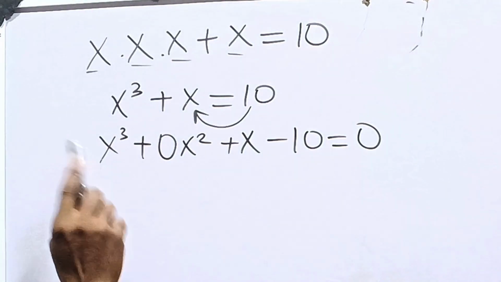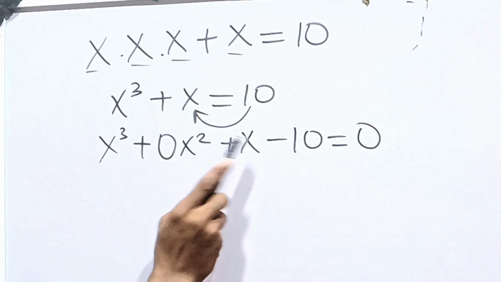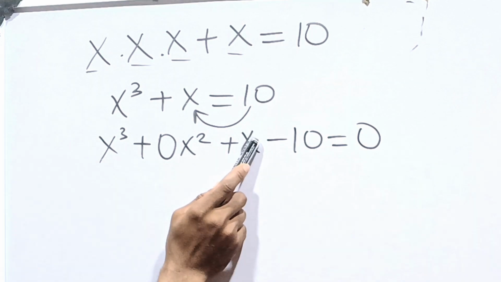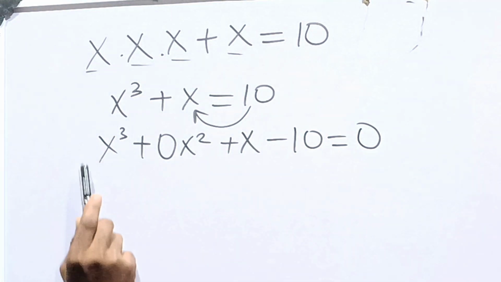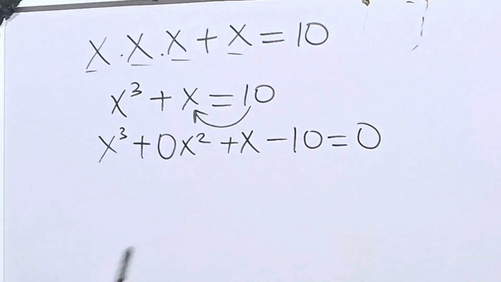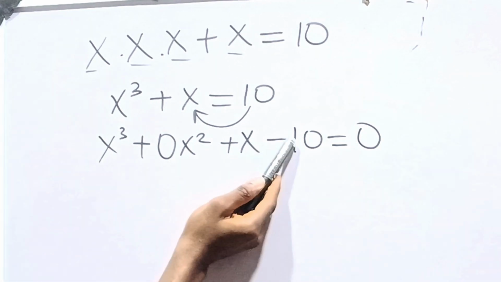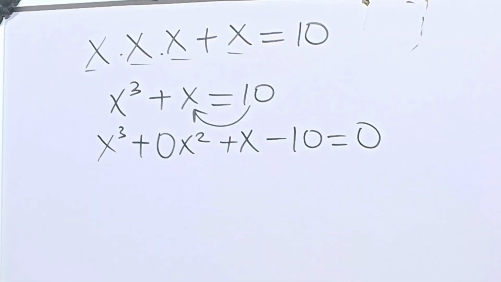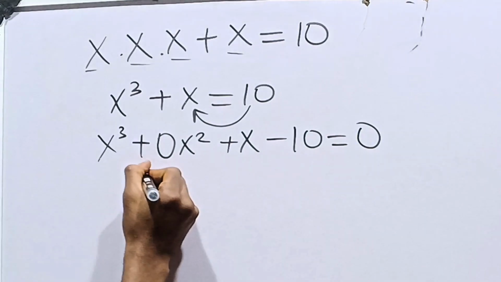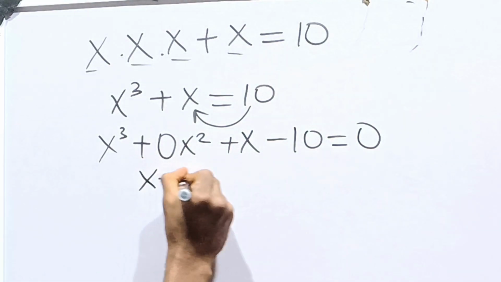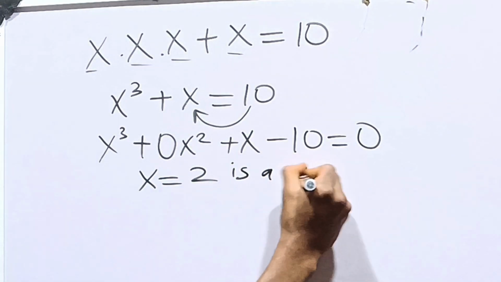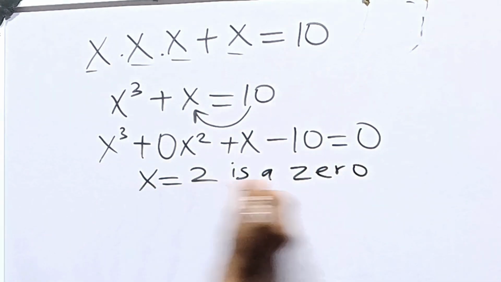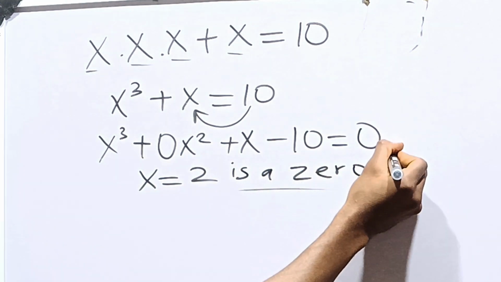1 raised to the power 3 is 1. 1 plus 1 is 2. It's not equal to 10. Let's use 2. 2 raised to the power 3 is 8. 2 plus 8 is 10. Okay, it's equal to 10. So it means that our 0 is such that x is equal to 2. Okay, you can write it is a 0 of this equation. So it's a 0 of this equation.